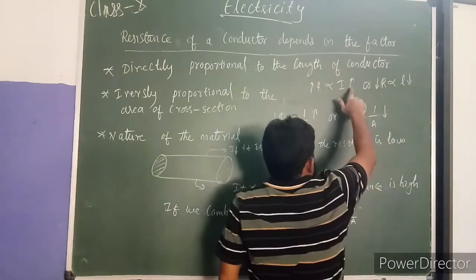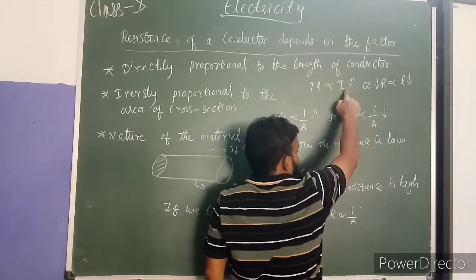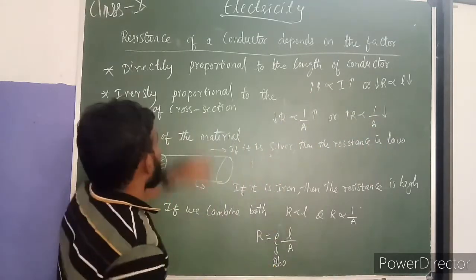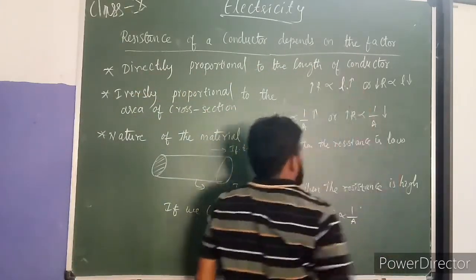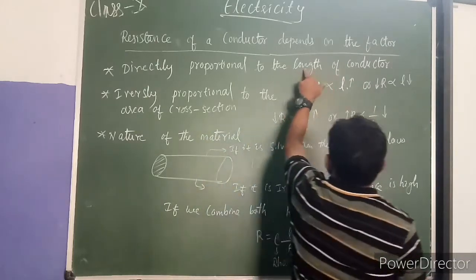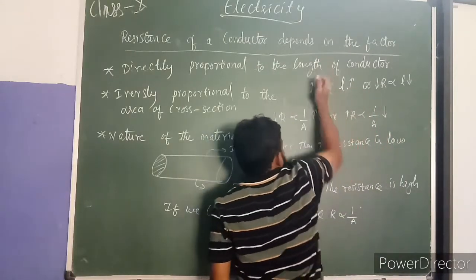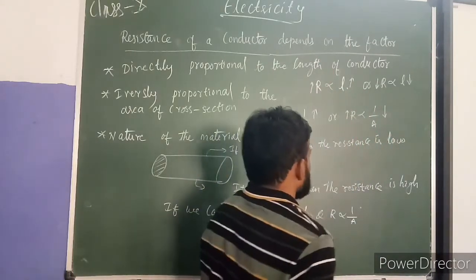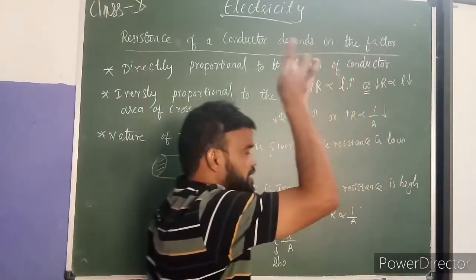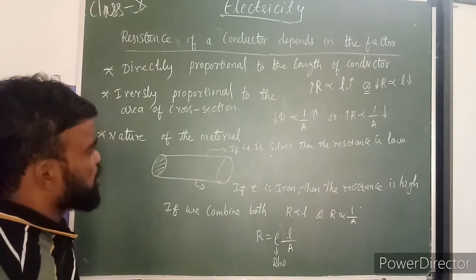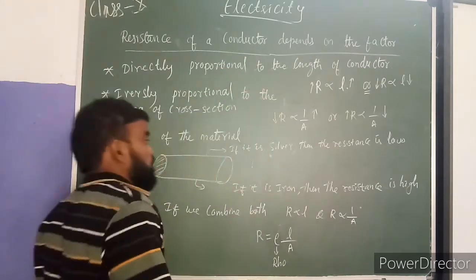So R is proportional to the length, that is, directly proportional to the length. If the length is increased, then the resistance also increases. If the length decreases, the resistance also decreases.